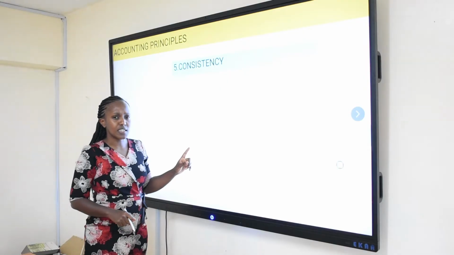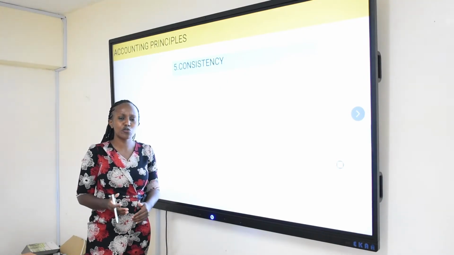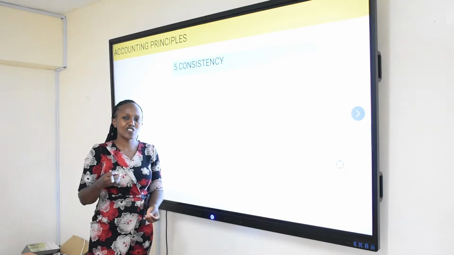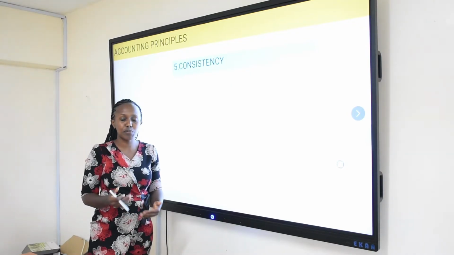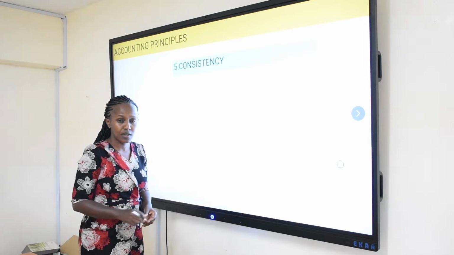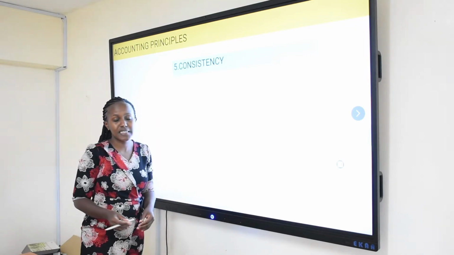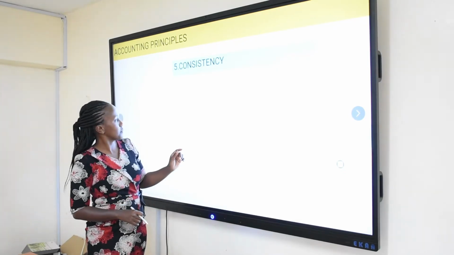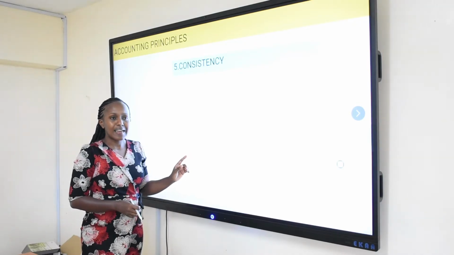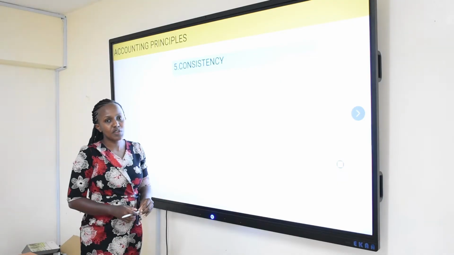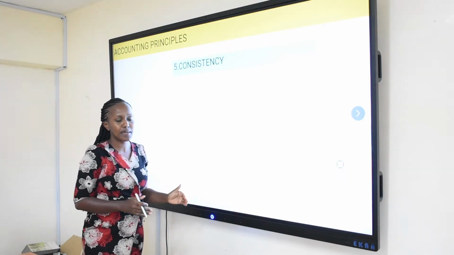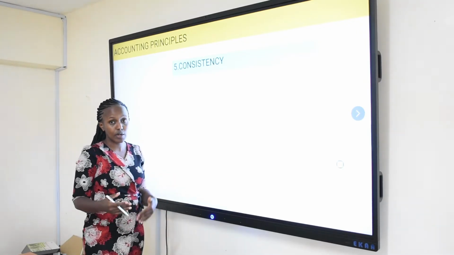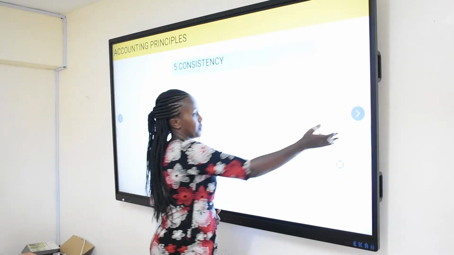Now, what do you think about consistency? Imagine if the accountant was to choose a method of depreciation of his choice from year to year. That would mean that there is so much inconsistency in arriving at maybe the depreciation figure, and that would render the financial statements uncomparable, making the financial statements less relevant. So consistency has to be there, where similar items are treated in a similar manner, and also the same policies are applied consistently over time from one period to another. That is the principle of consistency.